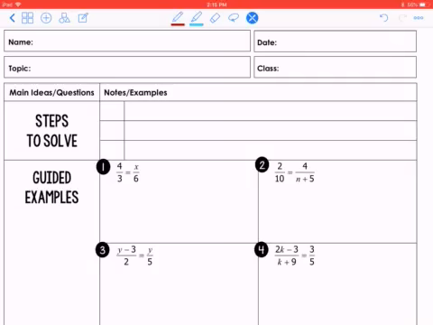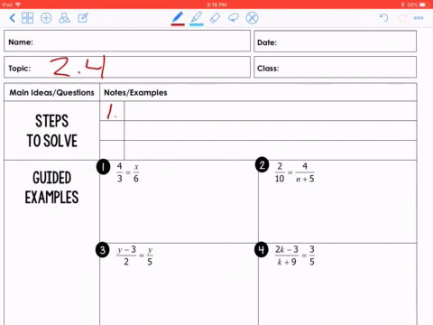Hi, this is Mrs. Pickett, and we're going to take notes over lesson 2.4 today. We are still solving equations, but now our equation looks a little different. They're going to be in proportions, all right? And so steps to solve, we're going to jump right in here.